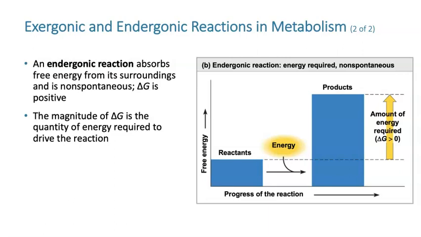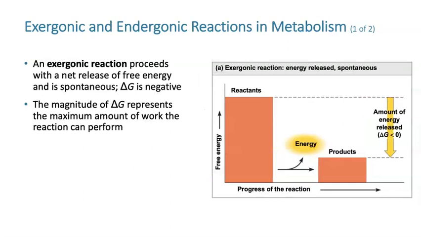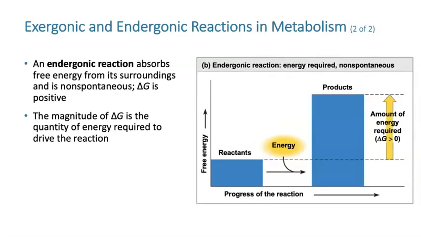The words endergonic and exergonic do tell you something about what's happening. Ender is like endocytosis, exer is like exocytosis. So with exergonic reactions, energy is exiting the system, and with endergonic reactions, energy is entering the system.